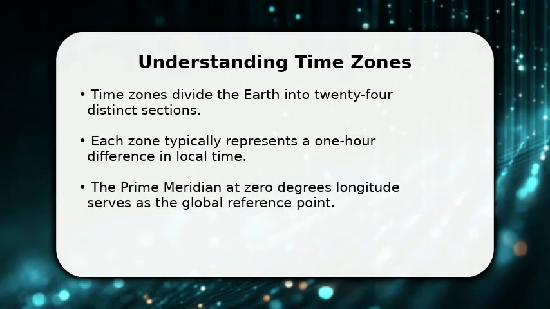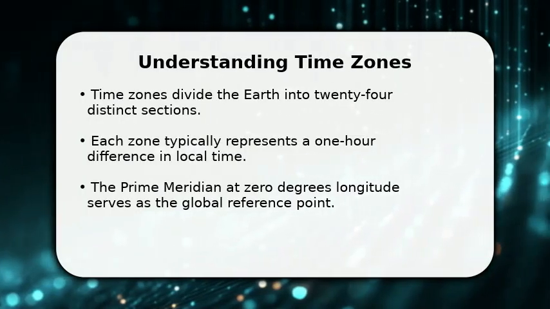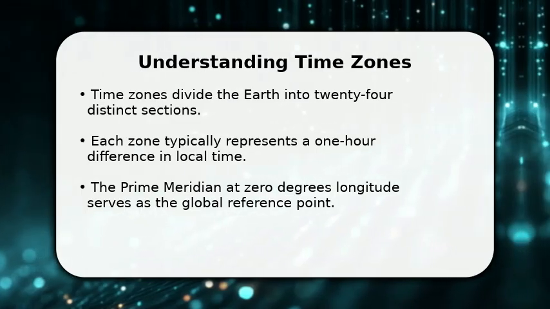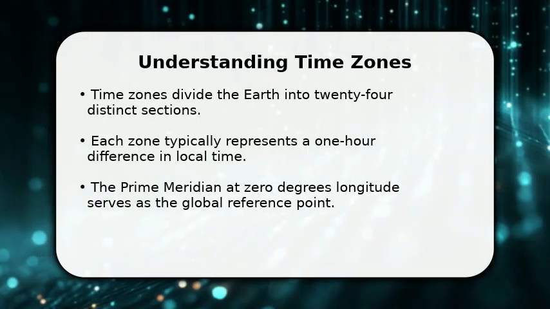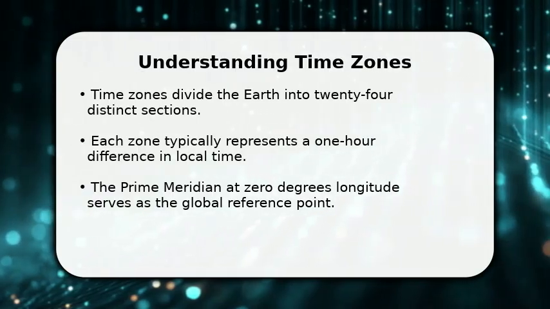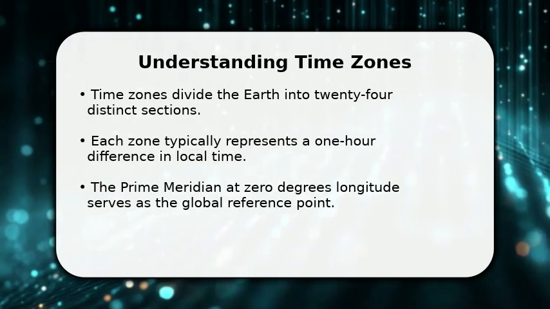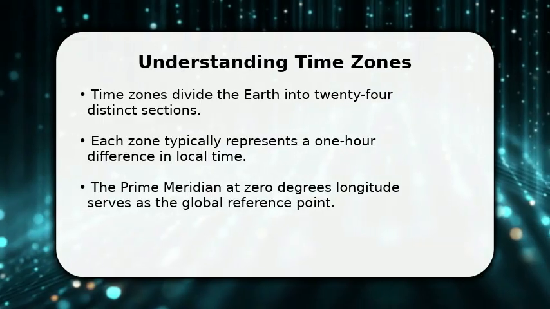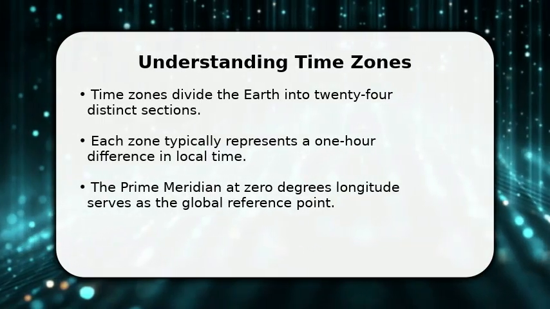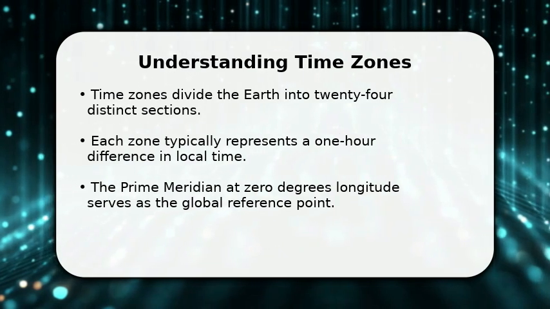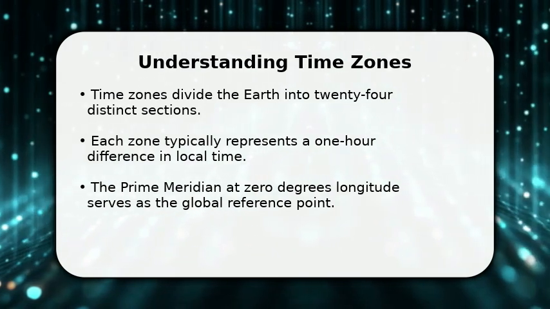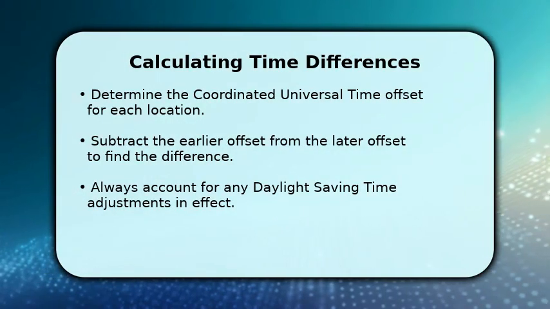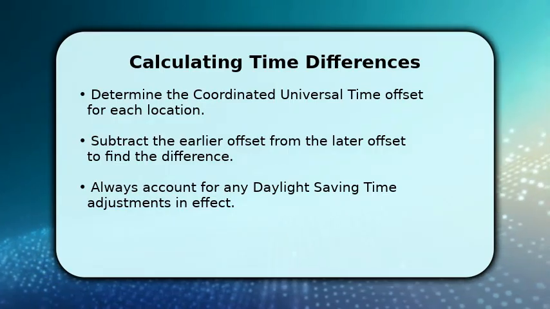In this video, I will explain how to manage time zones. Understanding time zones begins with recognizing that our planet is divided into 24 distinct sections, each generally representing a 1-hour difference in local time. The prime meridian, located at 0 degrees longitude, acts as the fundamental reference point for all global time calculations. This system helps standardize time across different geographical regions, making international coordination possible and much simpler to navigate.